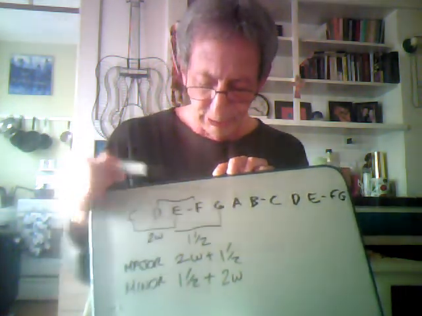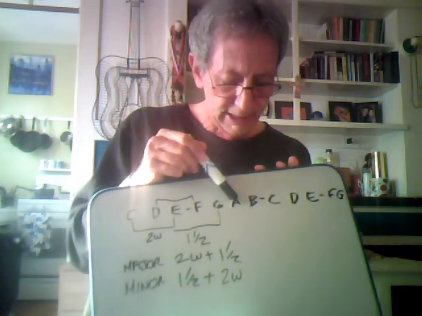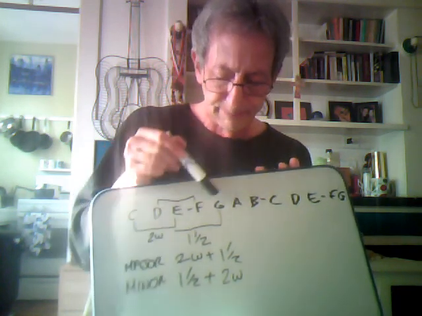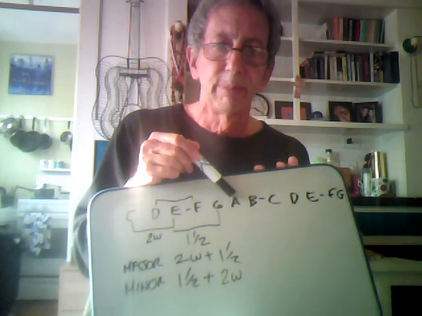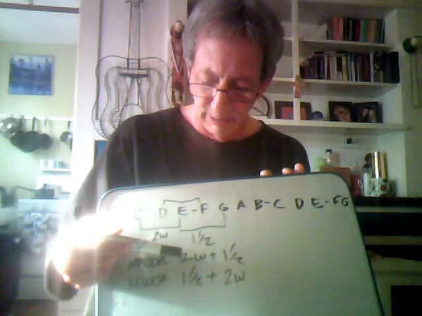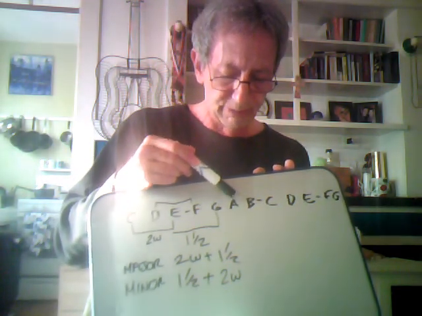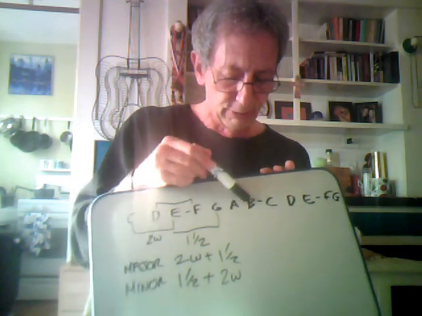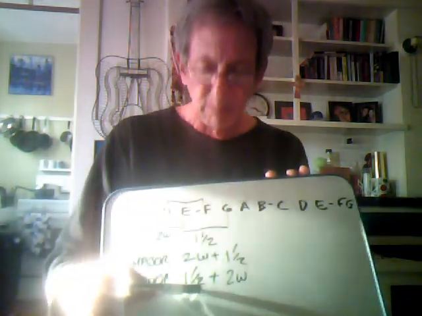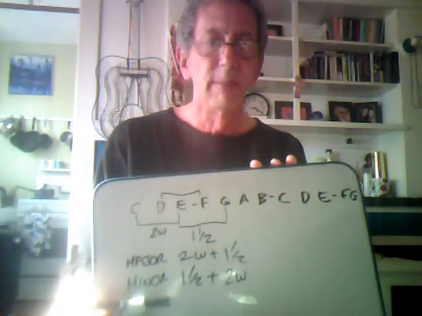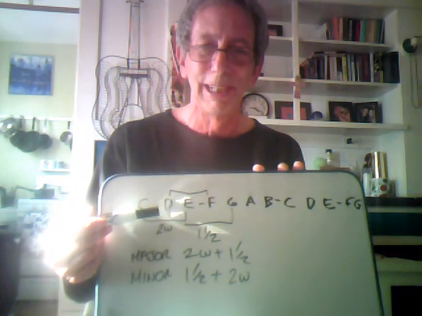Now let's go to the next step. Maybe you could tell me, is this major or minor? F to A, and then A to C. If you're saying F to A is 2 whole steps, yes, and that's giving us the hint right away, 2 whole steps, this must be major. And then we jump from A to C, and we get a whole step, half step, 1.5 steps. F, A, C, minor, okay? I mean major. 2 whole plus 1.5 is major, okay?